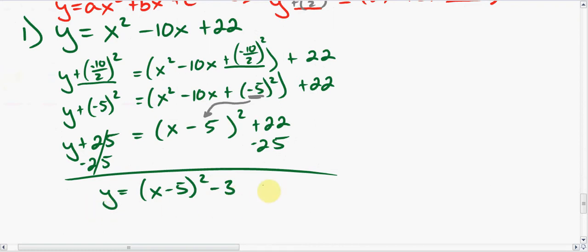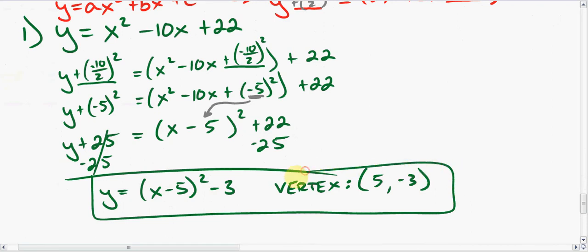So here we have our vertex form, and let's identify what our vertex is. Our vertex is going to be 5 comma negative 3. Remember, whatever number's in the h spot is opposite in the vertex form. Since we have negative 5, it becomes positive. The k stays the same, negative 3. And there's our answer.